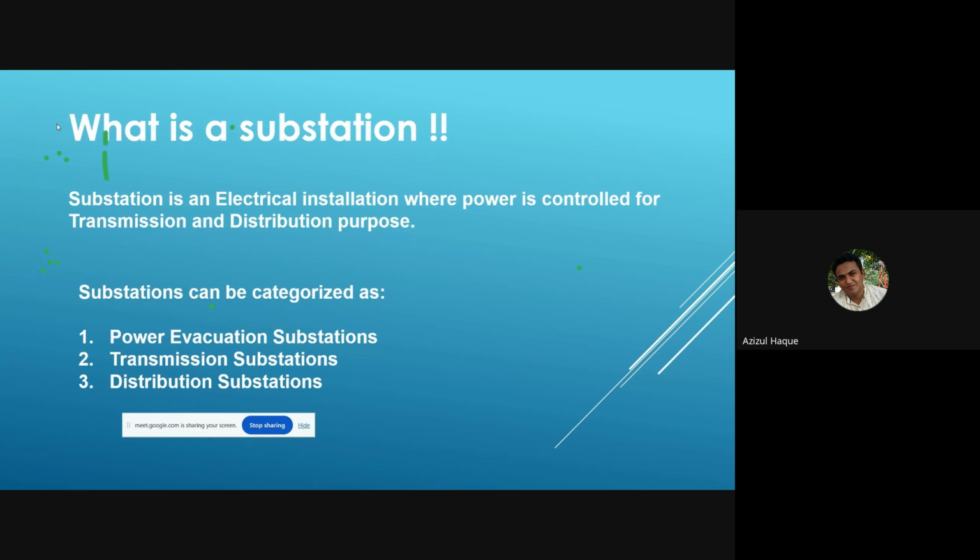A power evacuation substation is mainly located near the source of power, that means in the generating station. A transmission substation is located intermediate between the generating station and the distribution station. And a distribution substation is the last substation; from here, the load is fed. Next slide.